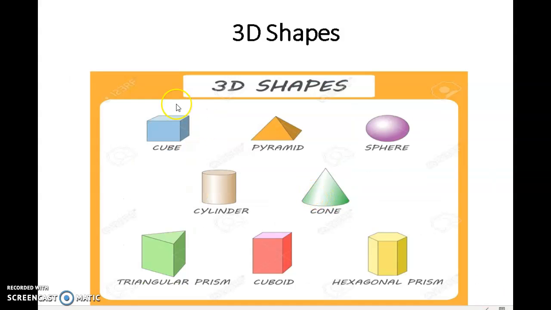So now here are some of the 3D shapes that we have seen in the classroom as well. So we have the cube, pyramid, sphere, cylinder, cone, triangular prism, cuboid, hexagonal prism, and as you can see, there are many of these shapes whatever you look at.